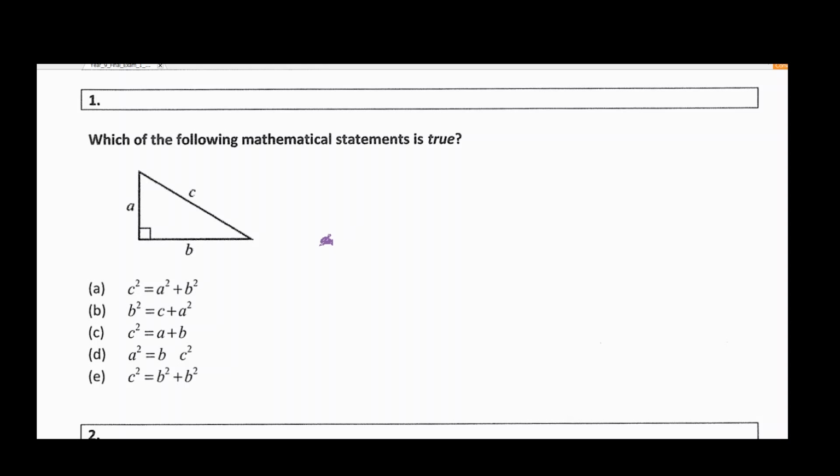Question 1. Which of the following mathematical statements is true? This is a right-angled triangle, so there's the right angle. Any right-angled triangle follows this rule. There's your right angle, the two short sides, A and B, and the long side C, which is the hypotenuse. A squared plus B squared is equal to C squared. So we look, which formula follows that rule? And it's A. A is the correct answer.